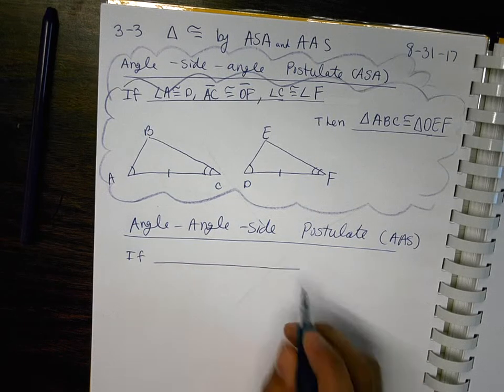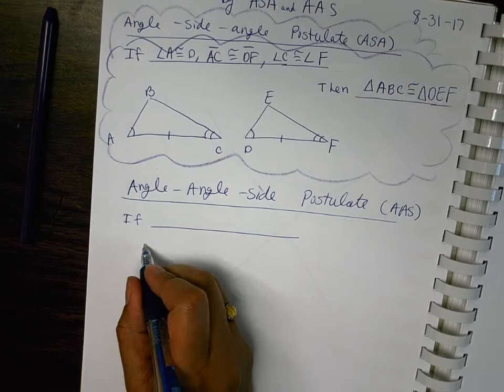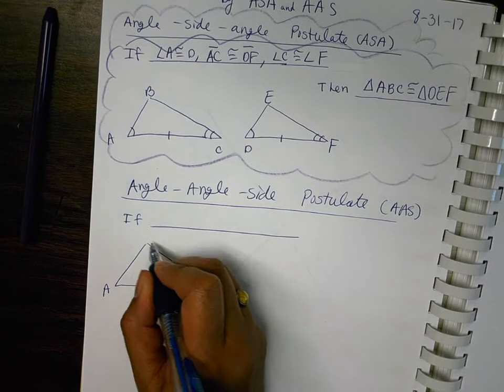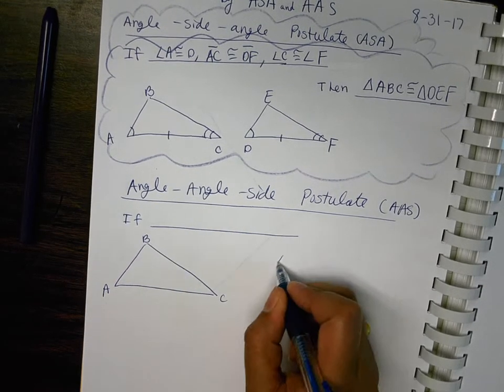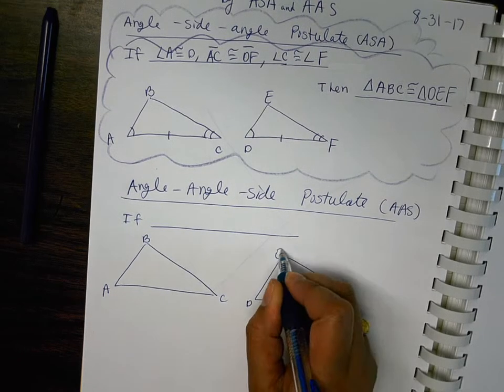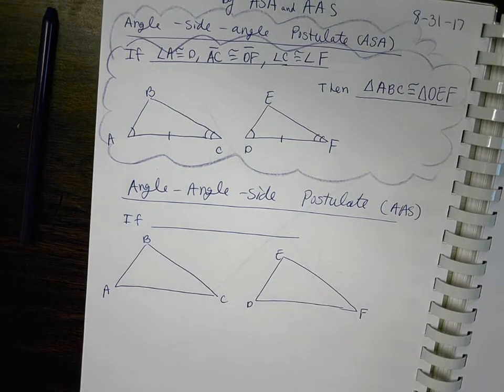If, and before we fill it in, I'm going to draw the picture. A, B, C, D, E, F. And I'm going to give you some markings in just a bit. So draw your two triangles, A, B, C, and D, E, F.